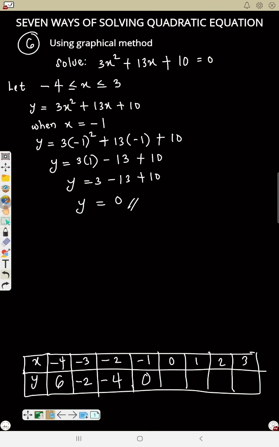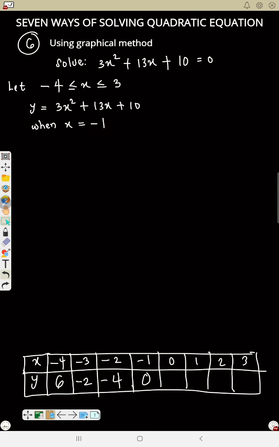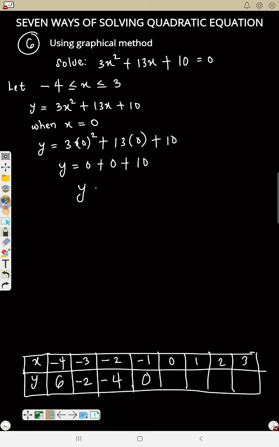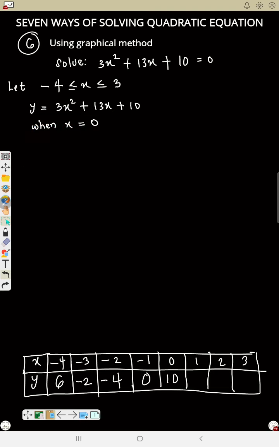Now, when s is equal to 0, y equals 3(0)² + 13(0) + 10. So y equals 0 + 0 + 10. Y equals 10.